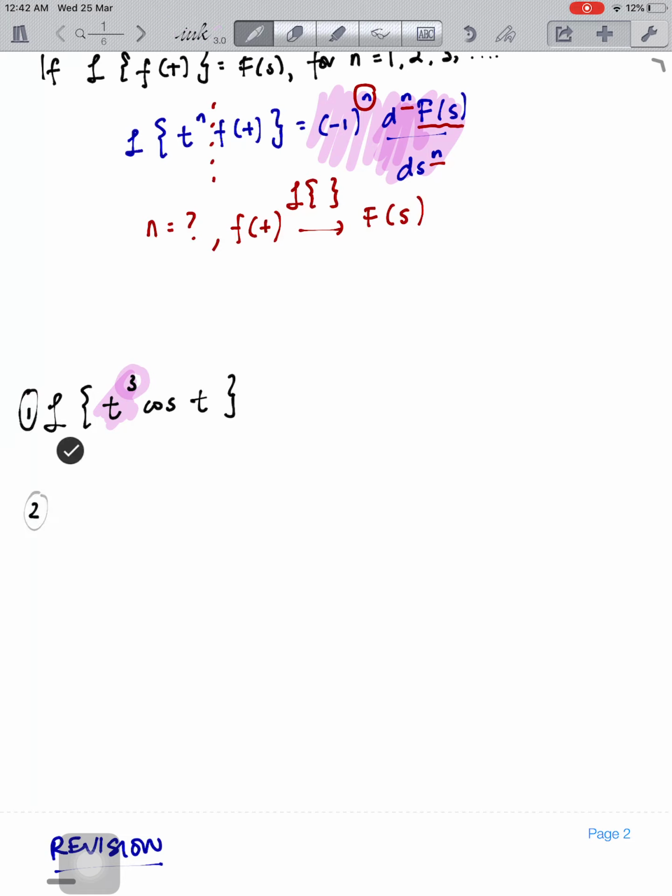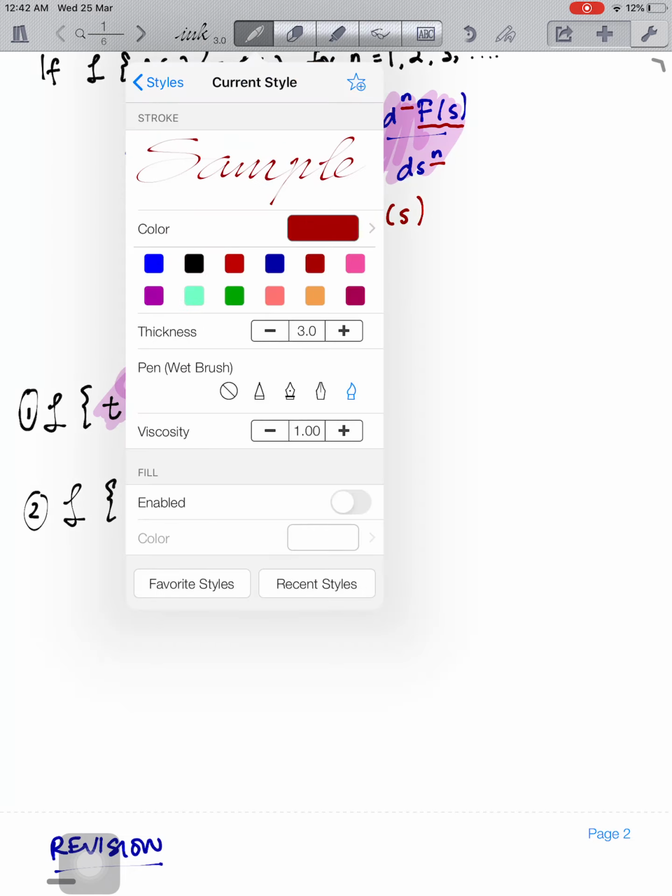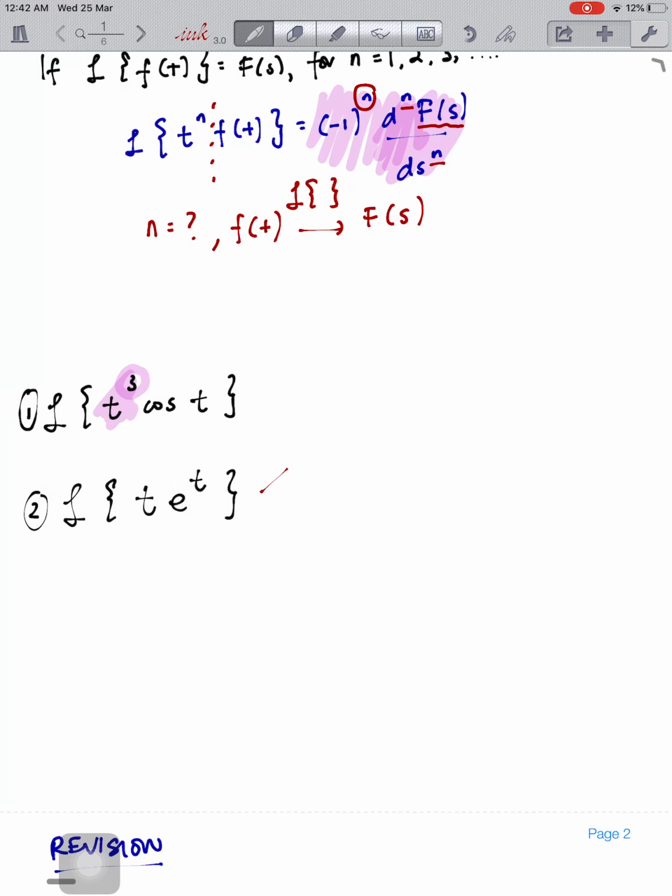And then, for example, let's say I have the Laplace of t exponential of t. So when you come across cases like this, I've shown you for the previous theorem as well, you have two choices. Either you can use the first shift theorem because of the exponential. So it is possible to use the first shift theorem.